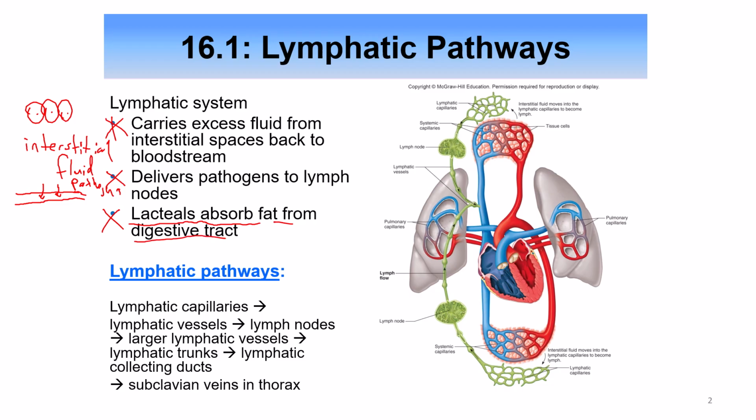Okay, so at the bottom, this is showing the order of how the fluid flows. First, lymphatic capillaries pick up the fluid. Then when they join together, they're going to turn into lymphatic vessels. Know that lymphatic vessels connect the lymph nodes. And so again, here, the immune cells are going to help to destroy these pathogens. After the lymph nodes, there's the larger lymphatic vessels that come next. These connect to the lymphatic trunks. Then the lymphatic collecting ducts. And then finally, the collecting ducts are going to drain into the subclavian veins.